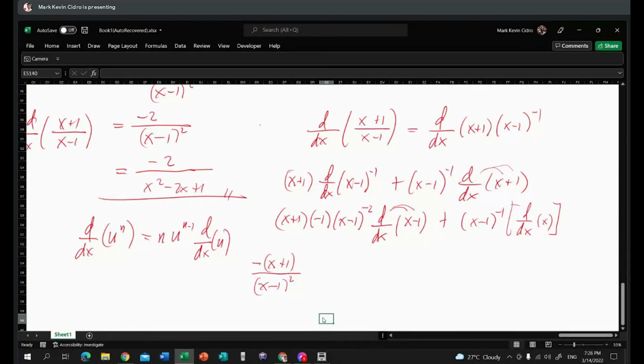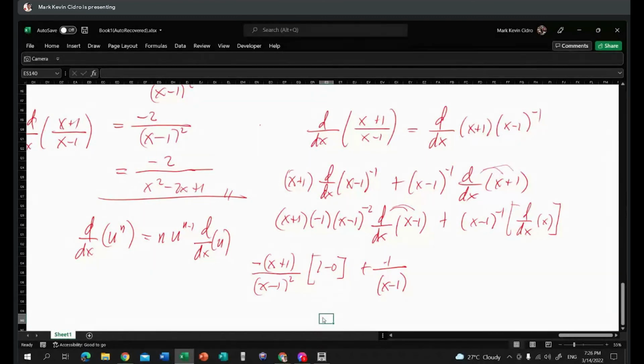Distribute, di ba? Derivative of x. What's the derivative of x again? Dx over dx is 1. What's the derivative of negative 1? Since this is constant, 0. So this will be 1 minus 0, di ba? Plus, we have here x minus 1 raised to negative 1. So you can write here 1 over x minus 1 raised to 1. Or hindi ko na ibubutang ang 1, kasi usually hindi natin ibubutang ang exponent na 1.